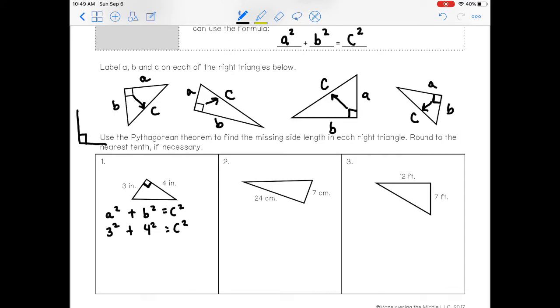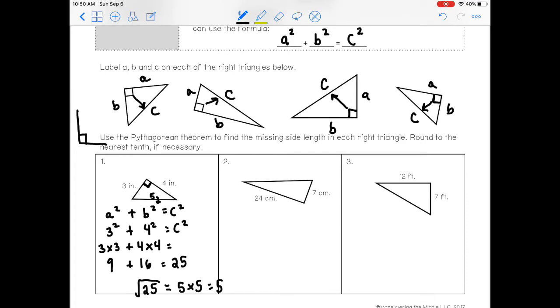So 3 squared is like saying 3 times 3, which is 9. And 4 squared is like saying 4 times 4, which is 16. So if we do 9 plus 16, we get 25. Well, we know this is 25, the square root of 25. So what is C? Well, C is like saying what times what equals 25? Well, we know 5 times 5 equals 25, so C would be 5. So our missing side is 5.